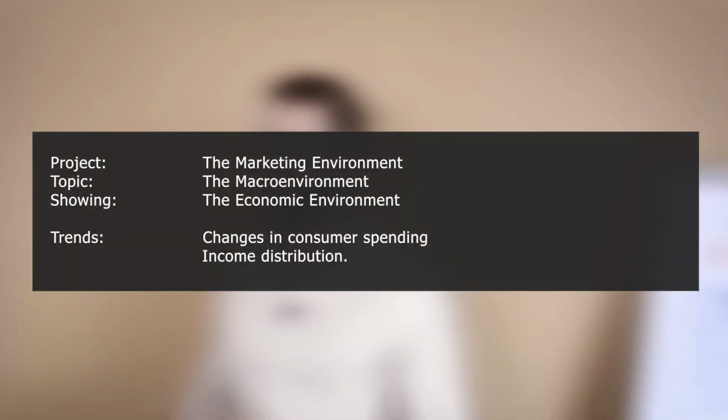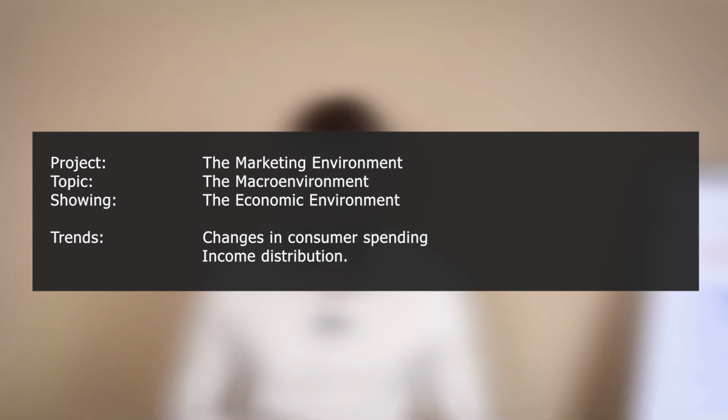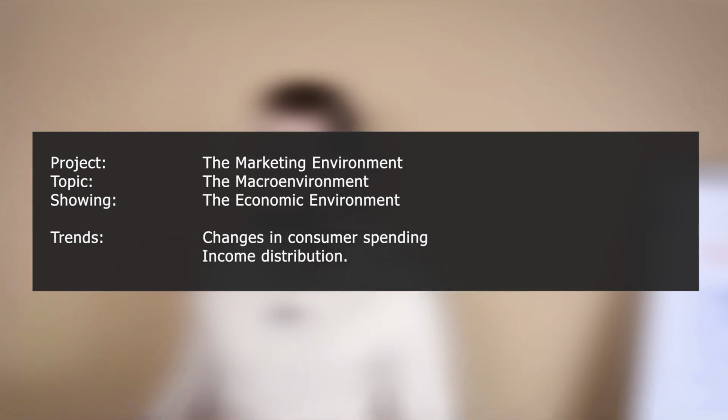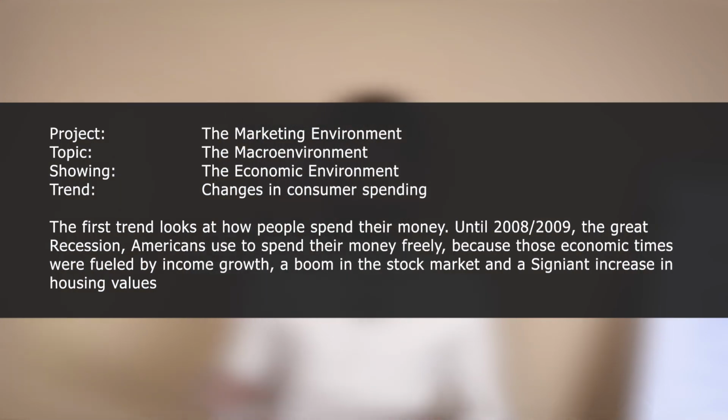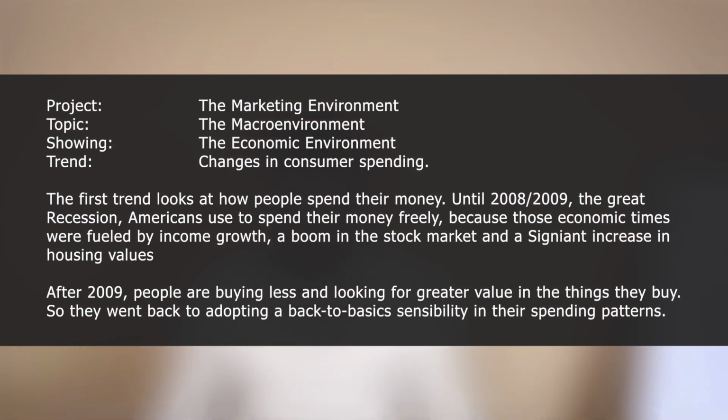So when we talk about the economic environment, we also look at two trends: the changes in consumer spending and the income distribution. The first trend looks at how people spend their money. Until 2008, the Great Recession, Americans used to spend their money freely because those economic times were fueled by income growth, a boom in the stock market, and a significant increase in housing values. After 2009, people are buying less and looking for greater value in the things they buy. So they went back to adopting a back-to-basics sensibility in their spending patterns.